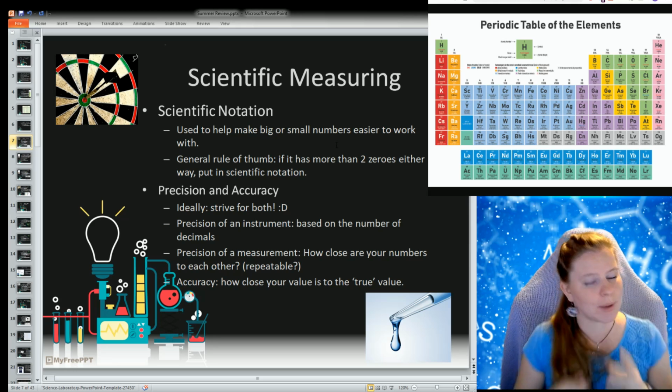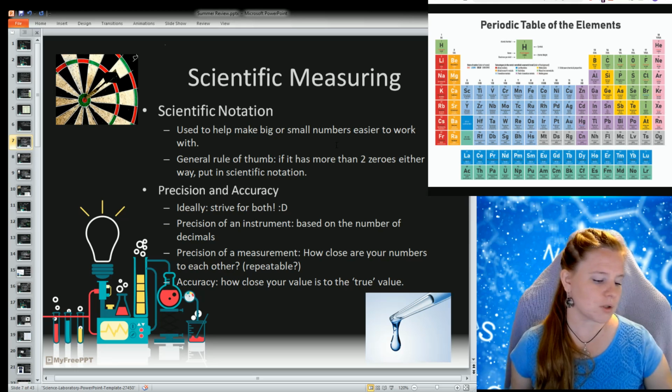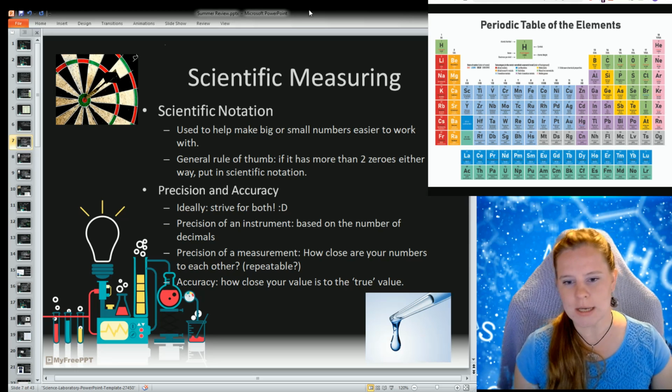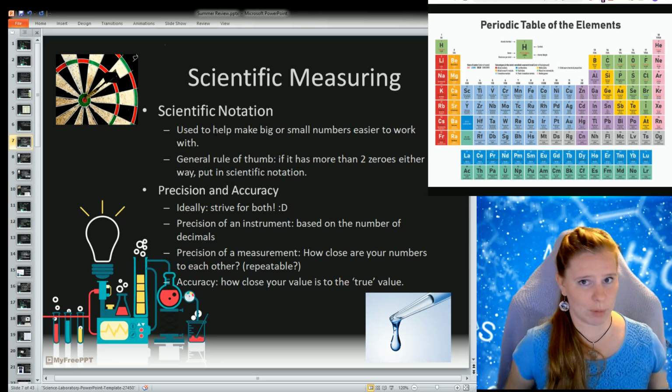So many atoms in this pen. And that's a really big number. So we have both really small and really big. It's good to know how to do scientific notation. So you should be comfortable with that, okay?